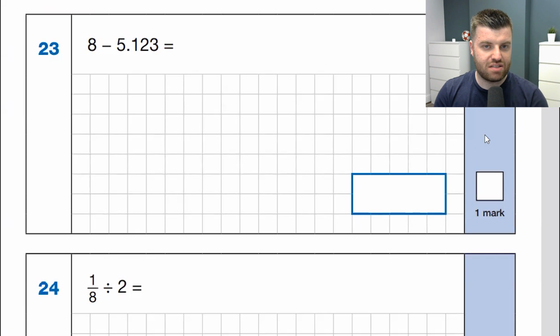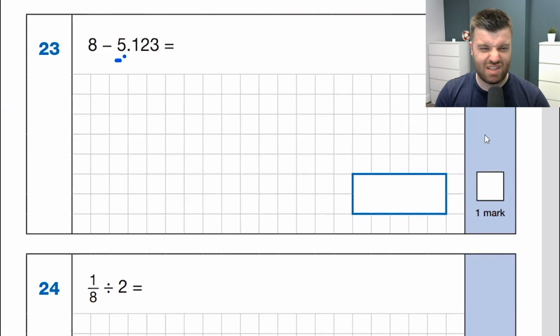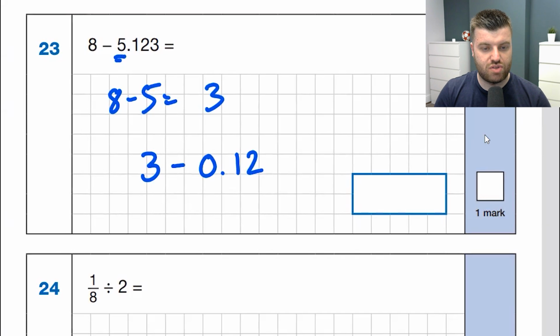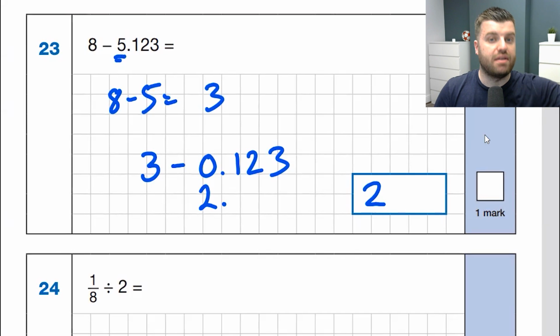So to get to the next whole, the first job is, can we just get rid of this 5 straight away? 8 take away 5 is 3. So now we're left with 3 take away 0.123. So we know the answer is going to start with a 2 because we're going to dip down into 2 point something. And what we need to do here is make every column add up to 9/10 or 9/100 until we get to the final place. And in this case, that's in the thousands.